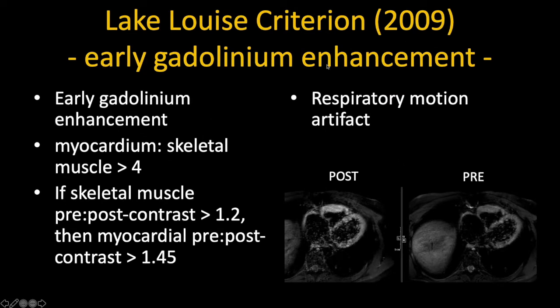The other is early gadolinium enhancement. For early gadolinium enhancement, you can look at a myocardium to skeletal muscle ratio of greater than 4, or you can use these enhancement ratios, where your skeletal muscle will go up 20% with contrast, but your myocardium will increase more than 45% with contrast. If both of those are true, then you have a positive criterion. And this is an example of a person pre and post, and you can see how bright the myocardium is increasing with respect to skeletal muscle in this patient.